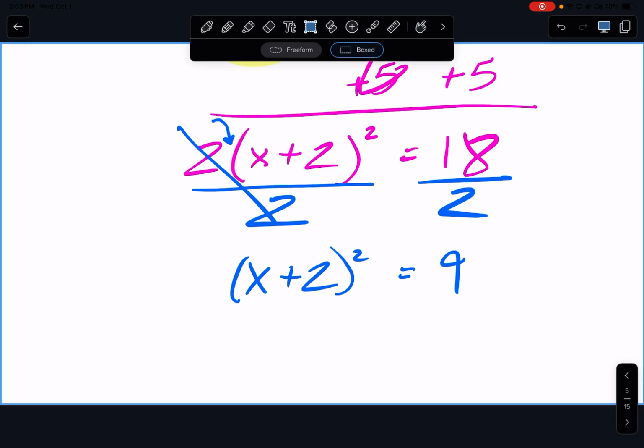Okay. If I got 2x plus 4 equals 18, because I went ahead a little bit, is that wrong? Because I just distributed it out? Let's see if you get the same answer.